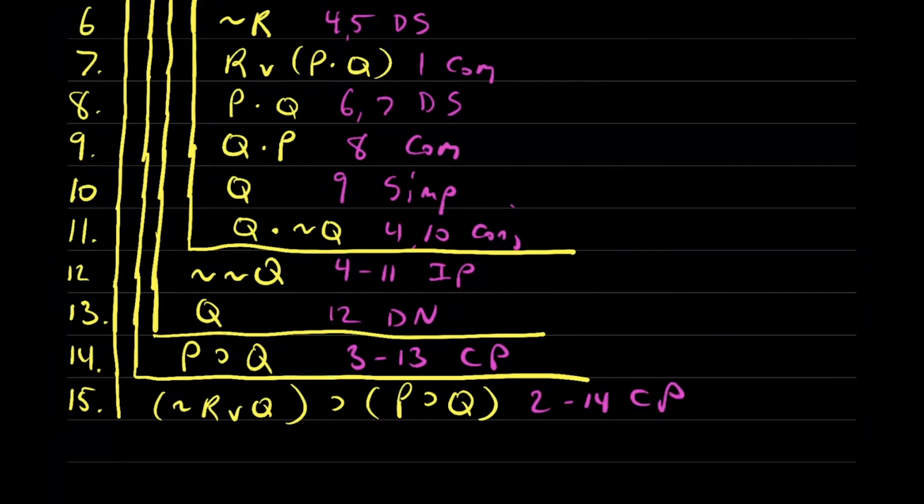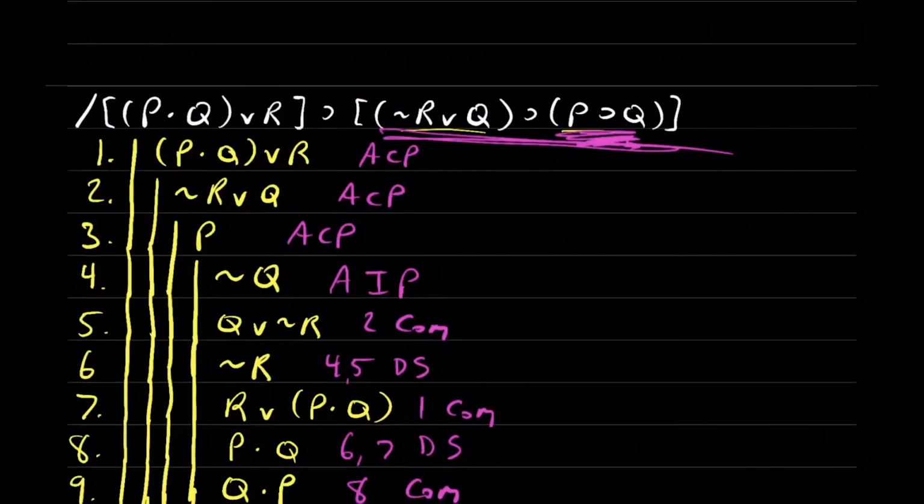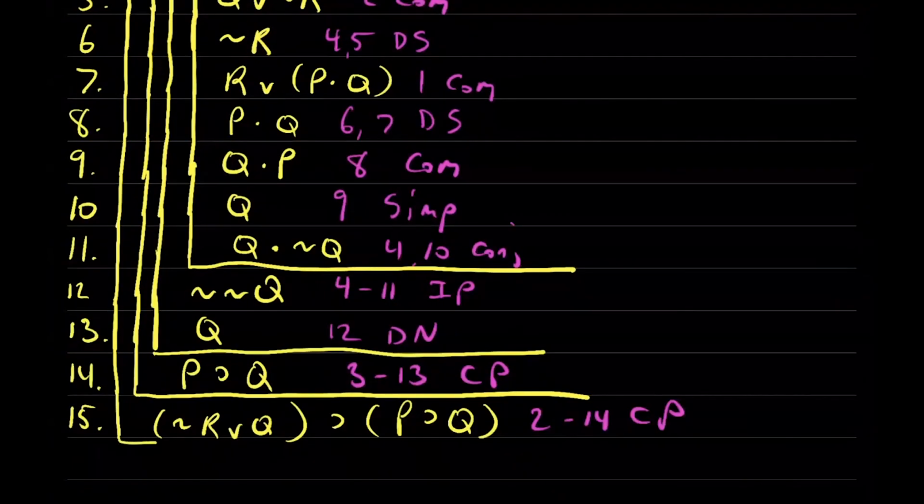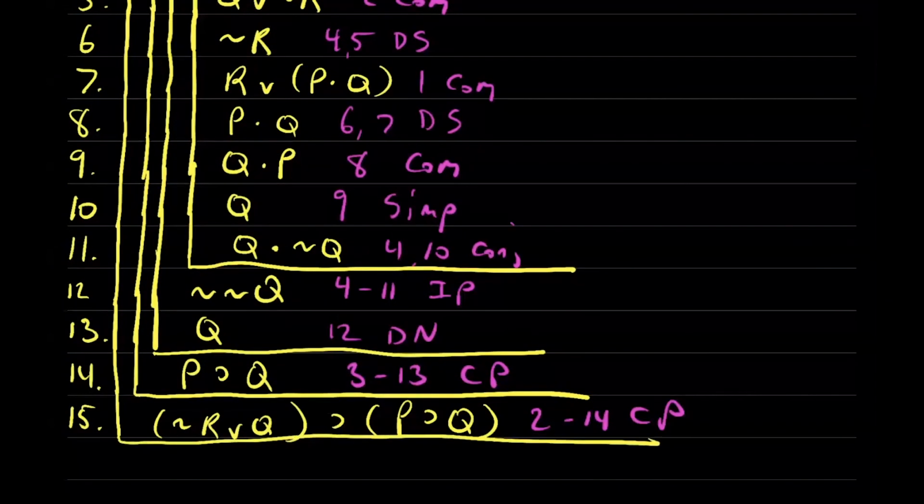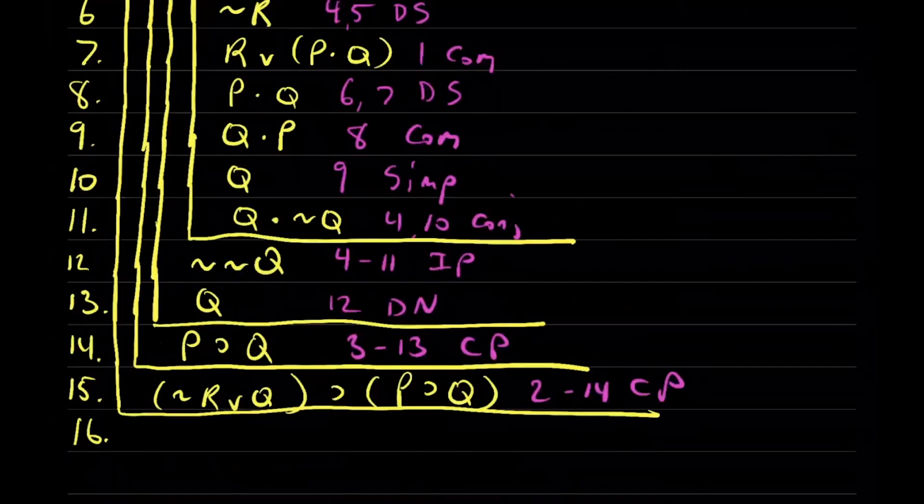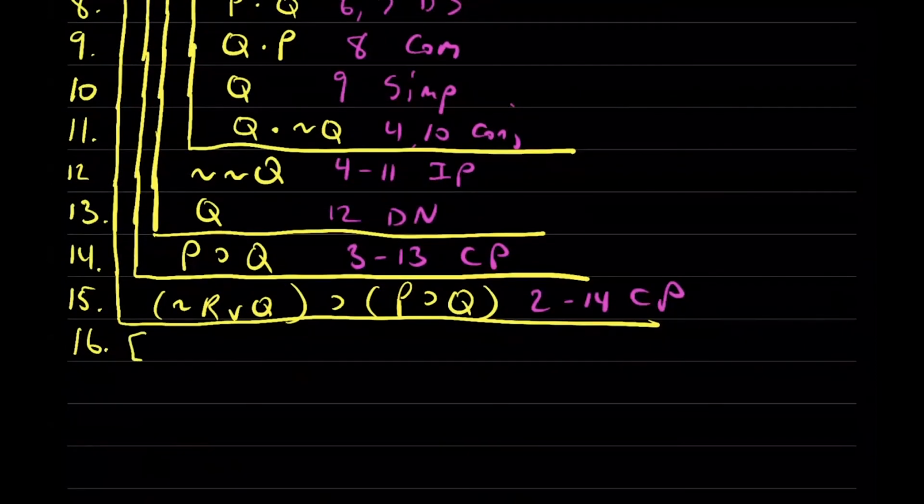And finally now, we've shown if we assume the left side of this conditional, the antecedent, P and Q or R, inside the bracket on the left, then we can get that expression on the right. So let's close off this final conditional proof sequence. Line 16 is back outside the scope of any of the lines. What do we have here? We have P and Q or R inside of a bracket.